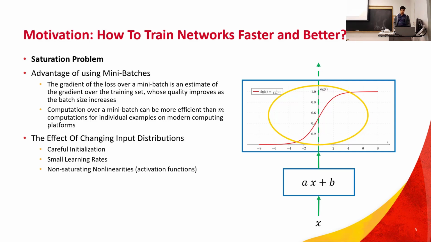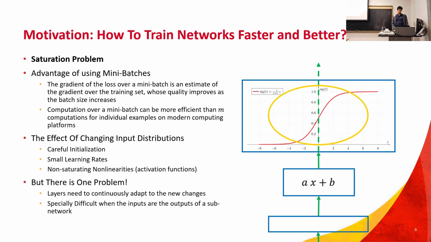And that brings us to the effect of changing input distributions. Our networks are always dealing with changing input distributions, and three strategies that we can use to deal with this problem are careful initializations, small learning rates, or non-saturating nonlinearities such as the ReLU function. But there is one problem. We have layers that need to continuously adapt to the new changes, and that is really difficult when the inputs are the outputs of a subnetwork.